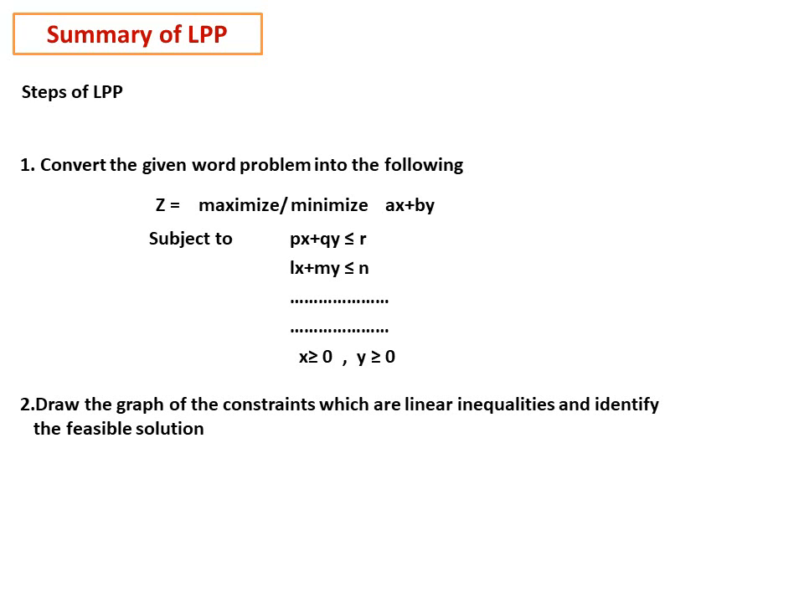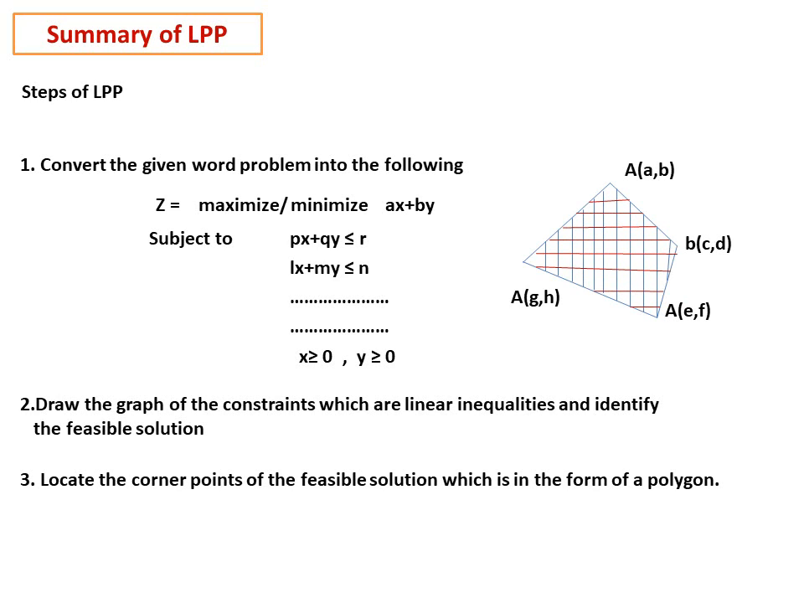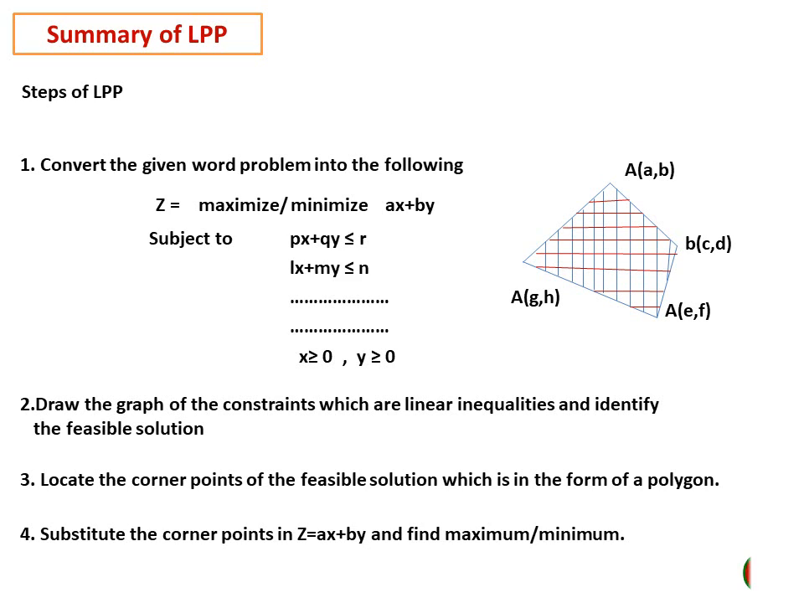The second step is to draw the graph of the constraints, that is the linear inequalities. Locate the corner points, this is the third step. Then substitute the corner points in Z equal to Ax plus By, and find the maximum or minimum, whichever is the case. If it is maximum, you have to find the maximum; if minimum, the minimum. So this is the summary actually. Therefore you have to remember like this.